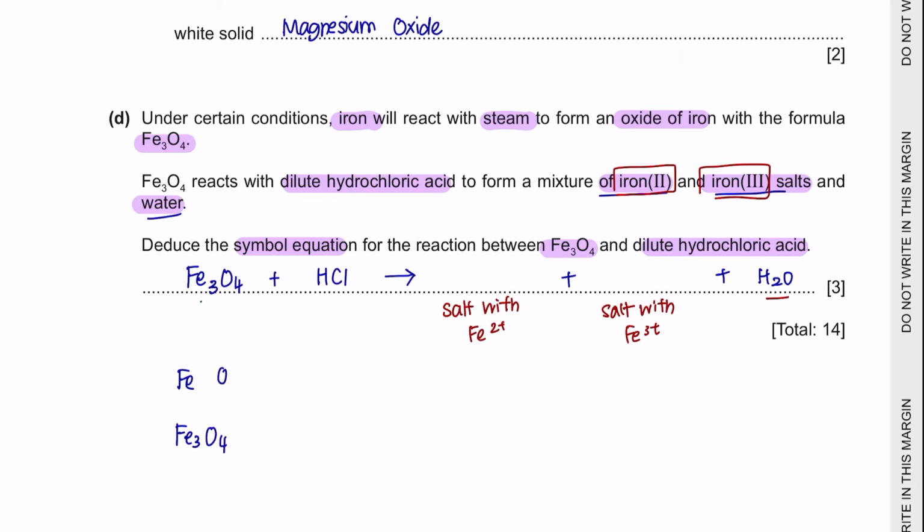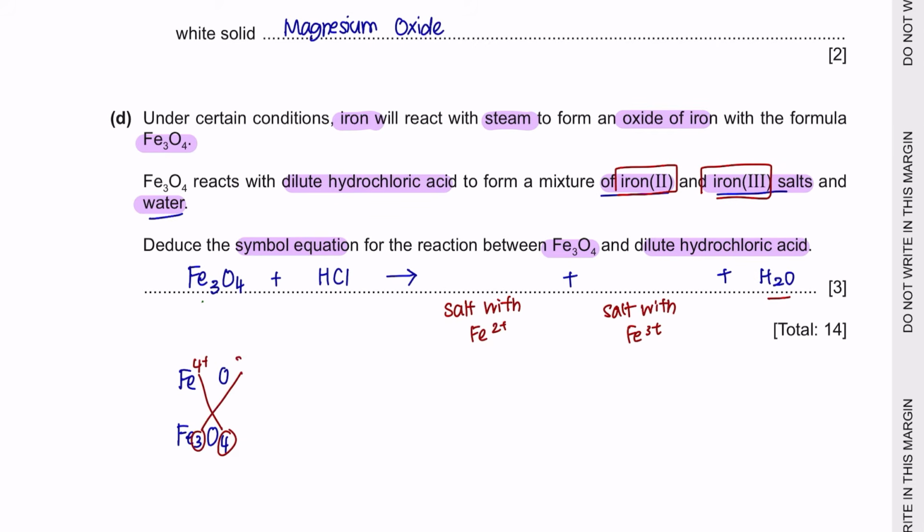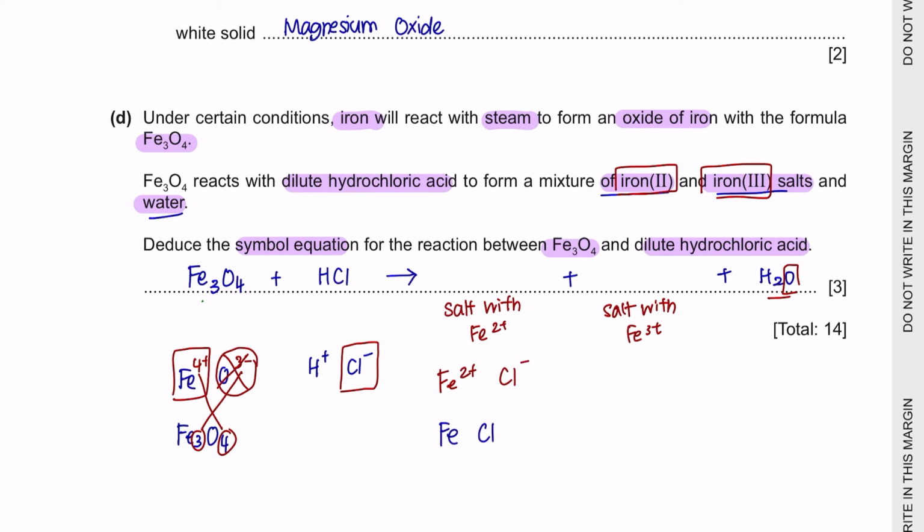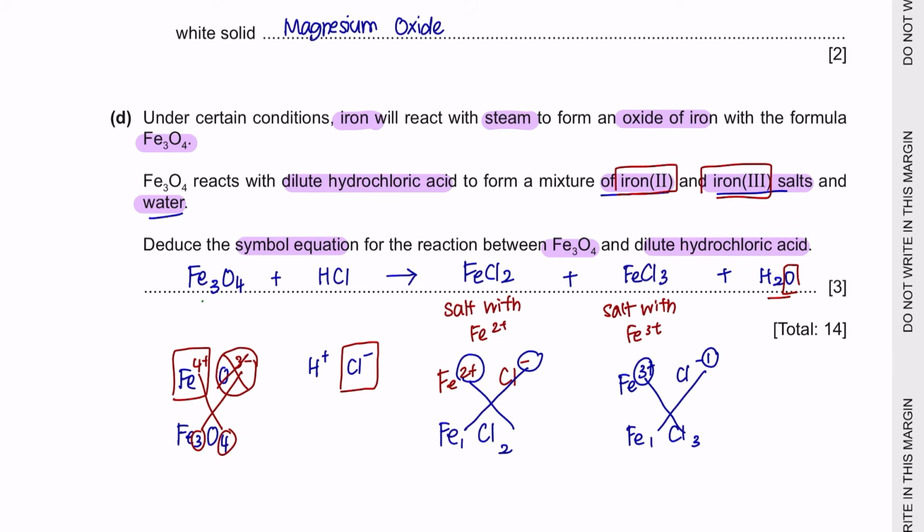Now if we backtrack the ions that are present, it will be Fe2+, Fe3+ and O2-, reacting with H+ and Cl-. As we can see here, the oxide anion has formed water. So that means the iron ions now will react with the anion Cl-. So when Fe2+ reacts with Cl-, we are going to cross the numbers, which are the charges, to get FeCl2. And when Fe3+ reacts with Cl-, the 3 will go here and the 1 here will go to Fe, giving us FeCl3. Now we are just left to balance this equation. And this will be the symbol equation for this reaction.